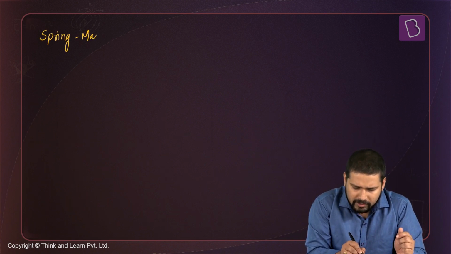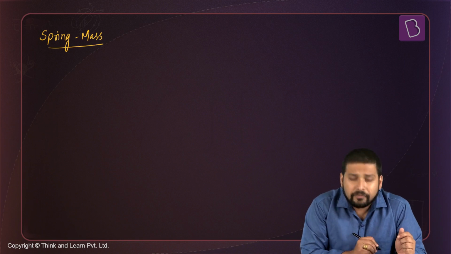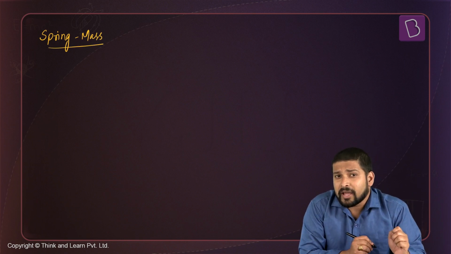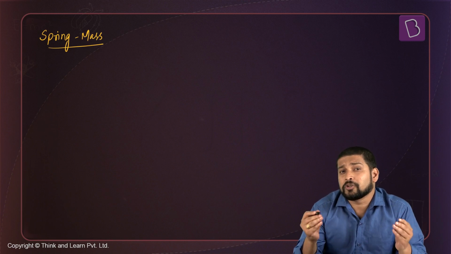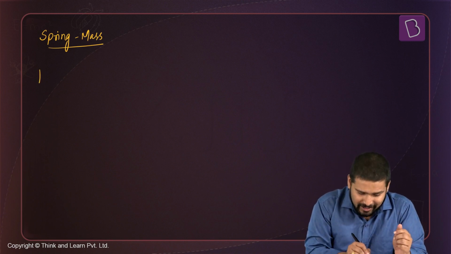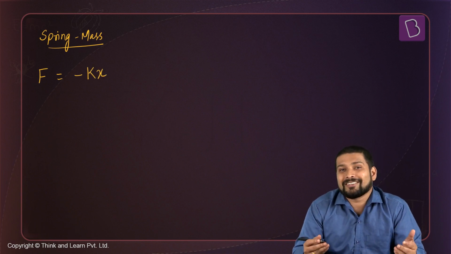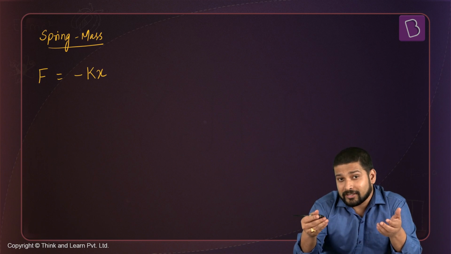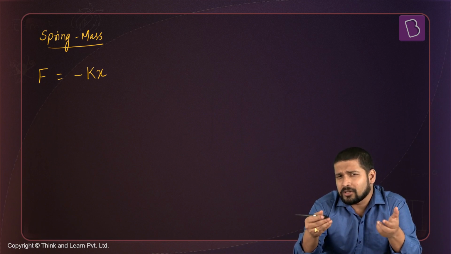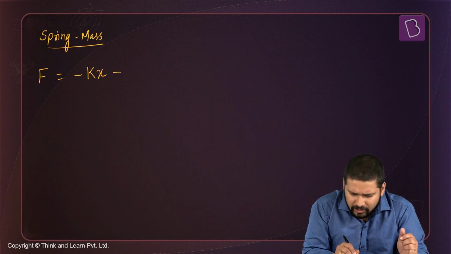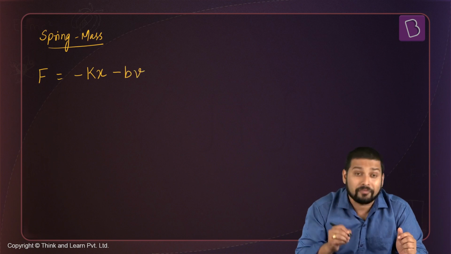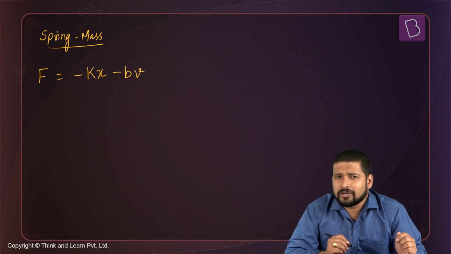Spring mass. Okay, so this is a physical system, and if I have to write the expression of force, it looks like this. F is equal to minus kx, but this is not just a non-damping force as such. It also has a damping constant, which means I need to add one more term, that's minus b times v, right? This is the expression I get.